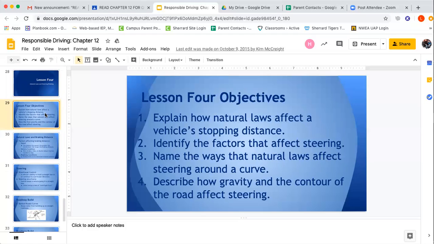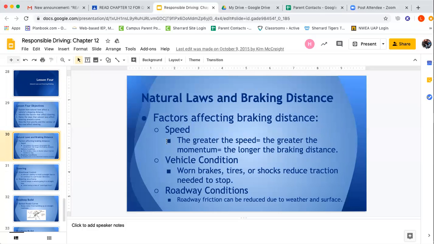Lesson 4 objectives are: explain how natural laws affect a vehicle's stopping distance, identify the factors that affect steering, name the ways that natural laws affect steering around a curve, and then describe how gravity and the contour of the road affect steering. Okay, well, natural laws and braking distance.